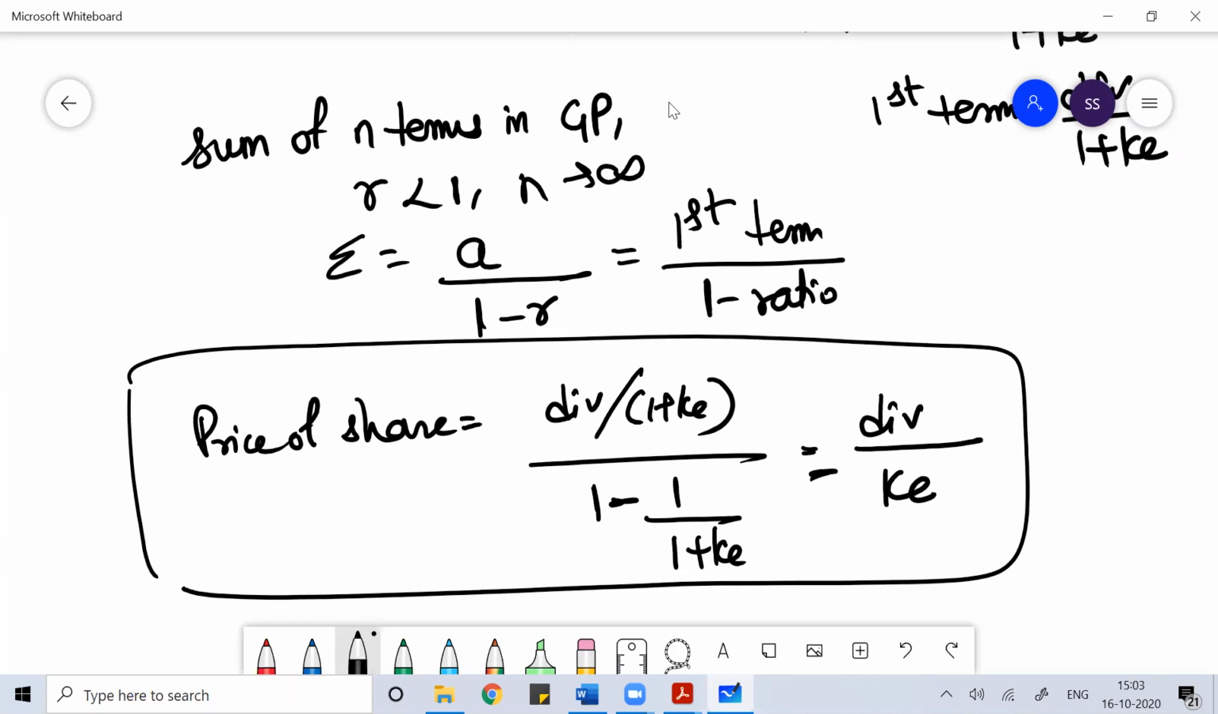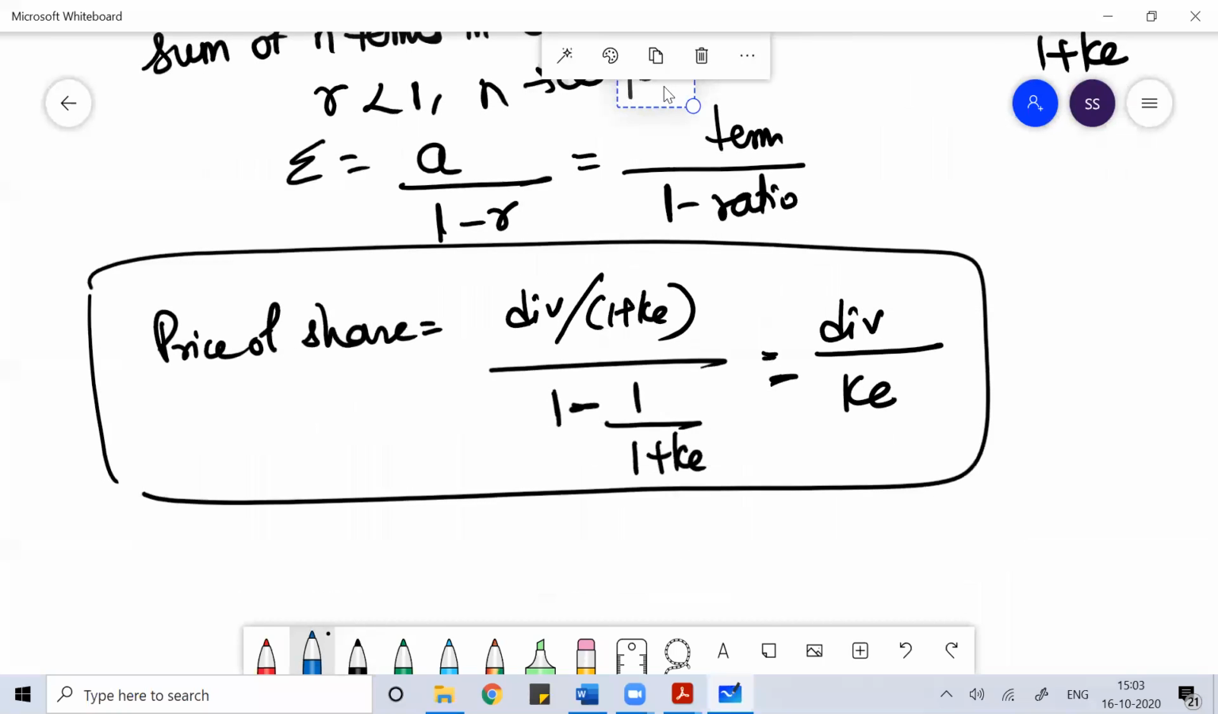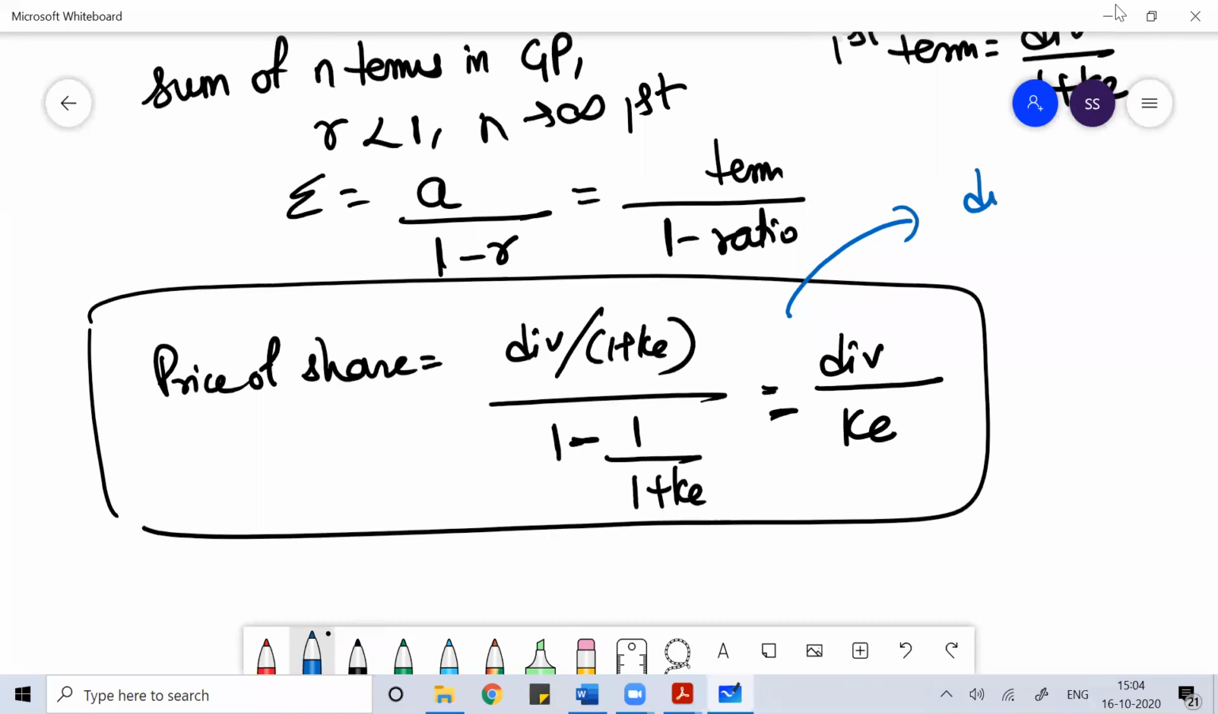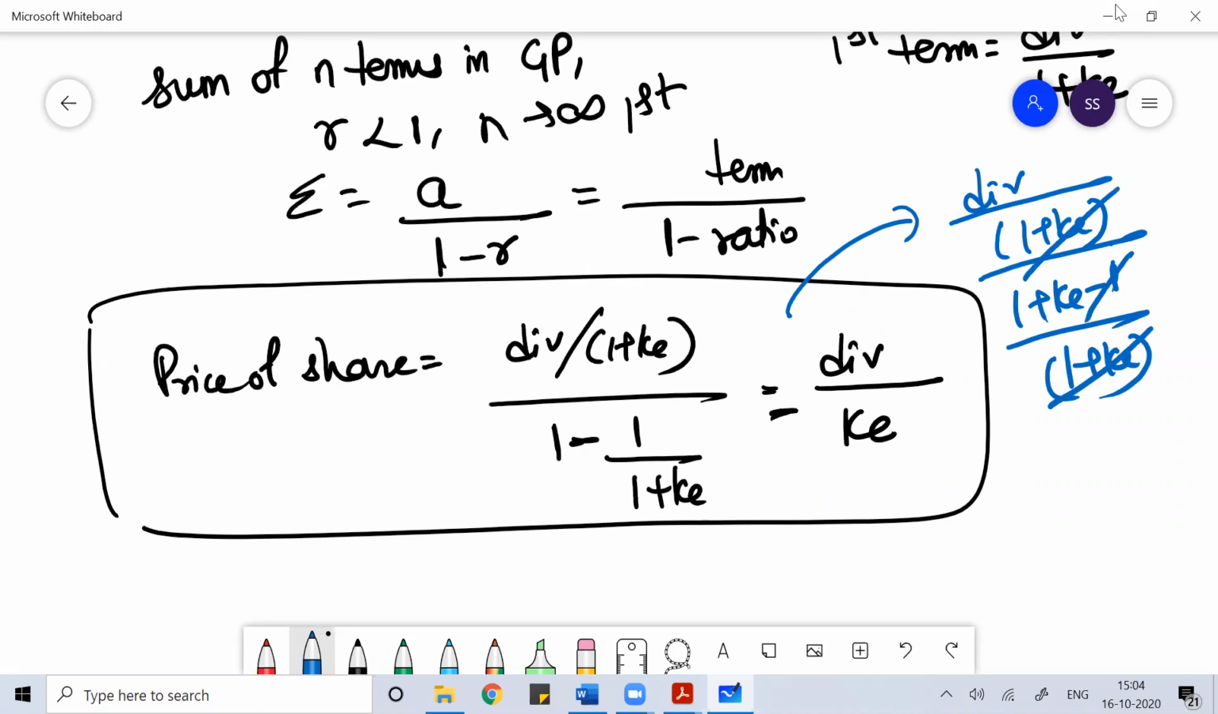If I give you a constant dividend discount model, then the price of share is dividend divided by cost of equity. Remember this formula. So 1 plus k, 1 plus k will get cancelled. I hope you understand the maths part of how this happens. Mathematically, this is dividend divided by 1 plus k, divided by 1 plus k minus 1 by 1 plus k. This gets cancelled, and ultimately you'll get this. This is the price of the share.